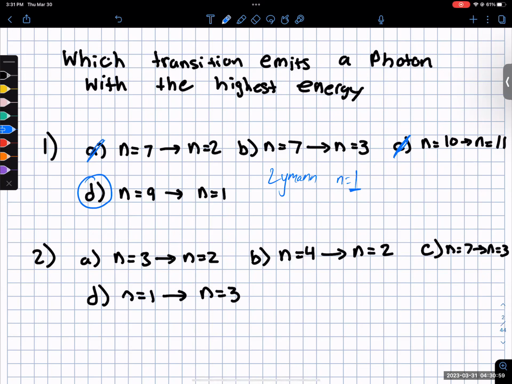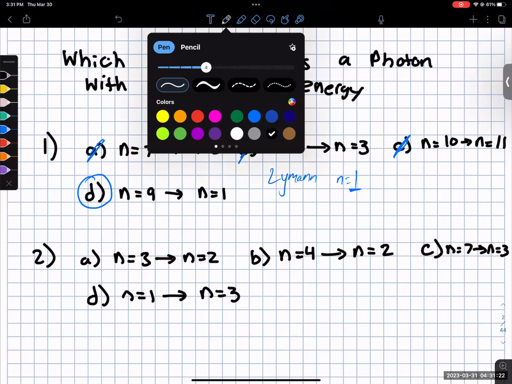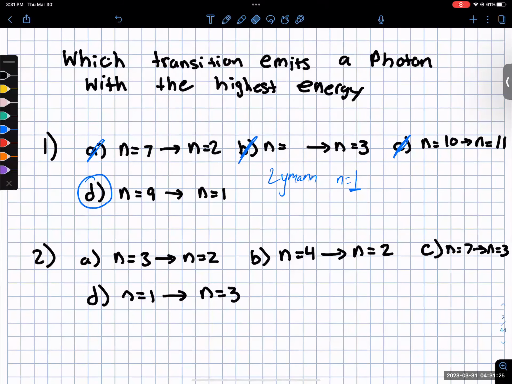The rest of these, even if you didn't see that right off the bat, are like 8 energy transitions, 5, and 4. But don't always go off that, because you need to go off the series first. So the correct answer for that one is n equals 7.